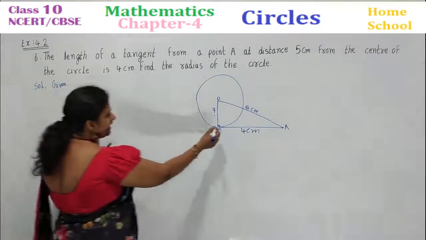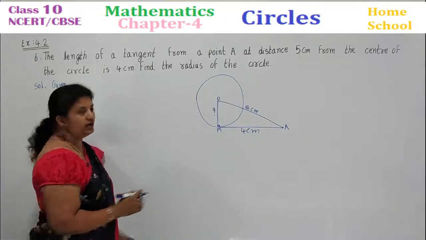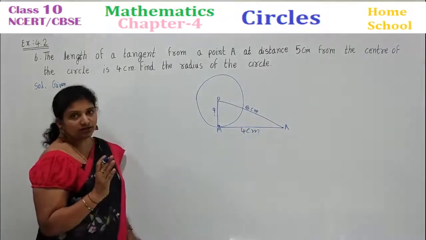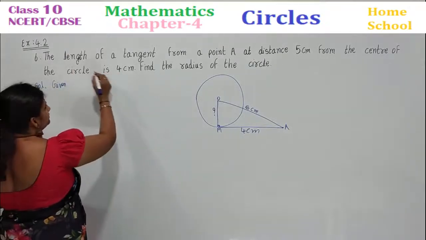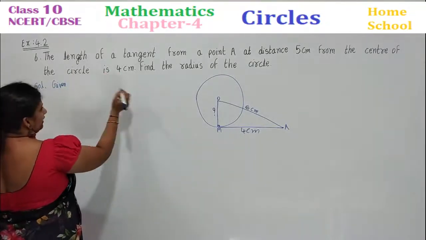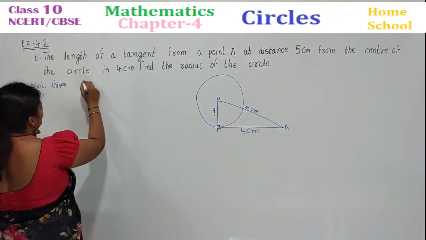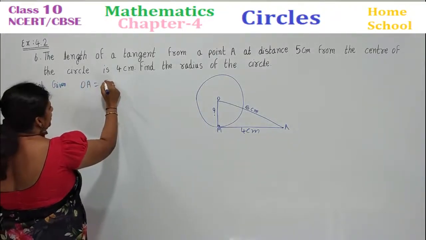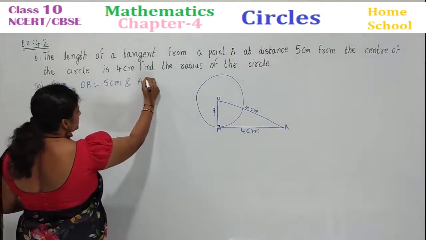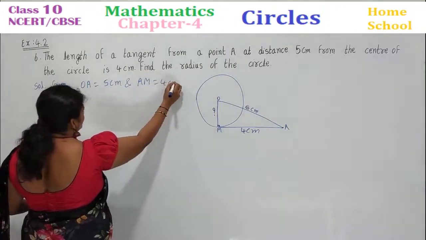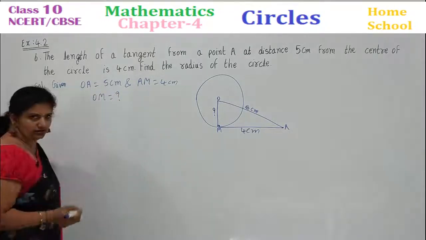You can see a right angle triangle. It's very easy to find. What are you going to apply? You need to apply the Pythagoras theorem. Given, first write the given data. Given the length of the tangent, or just write given: OA is equal to 5 centimeters and AM is equal to 4 centimeters. They asked us to find OM is equal to question mark.